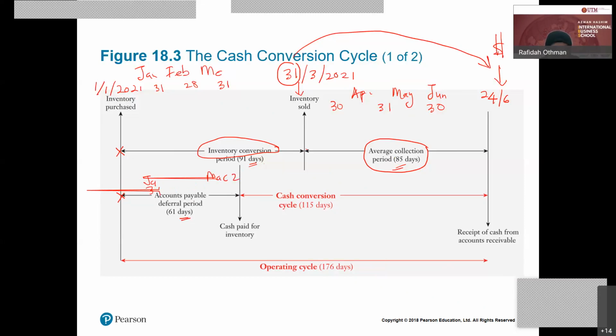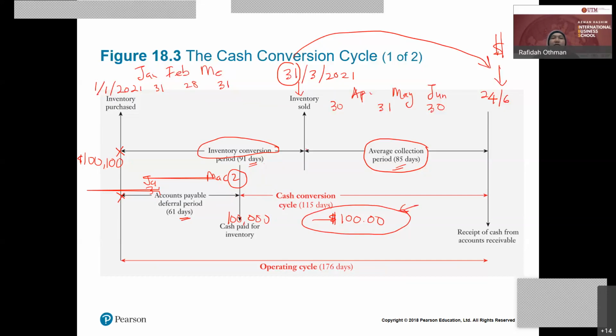Yes. 61 minus 31 minus 28, right? March 2nd. You have to pay your supplier. So meaning that if you have 100,000 ringgit, you have to pay 100,000 here, you only have 100 ringgit remaining here. So how are you going to manage this?